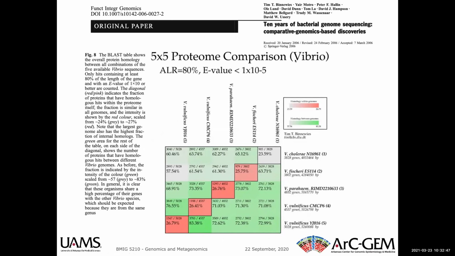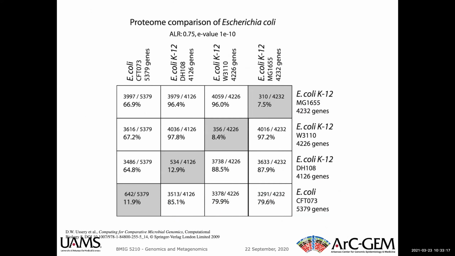This is from a review article 10 years ago. Now we're comparing some Vibrio genomes. These are Vibrio vulnificus, the same species, and then these are different species. So vulnificus compared to another vulnificus, that would be down here, is 84%. 84% of the proteins have homologs. And these are all E. coli, two different K12s, and they're going to be 96, 97% identical. So 97% of them are homologs.